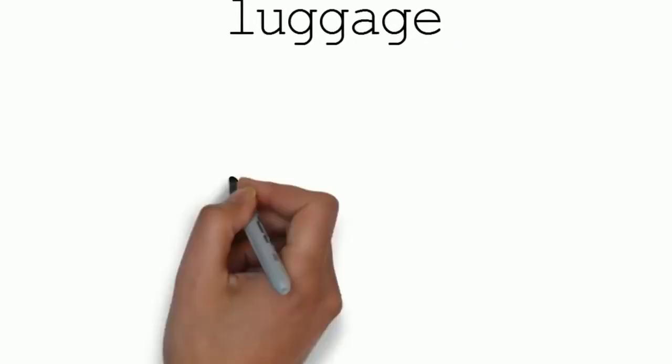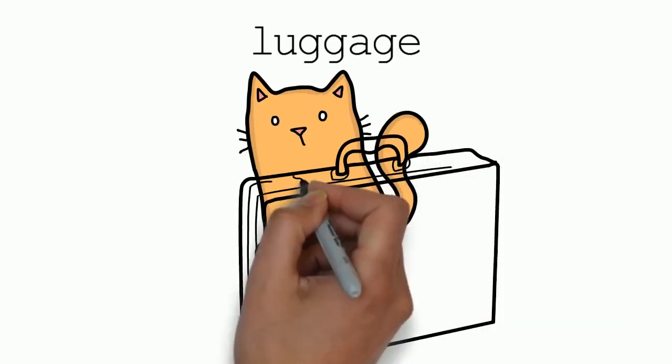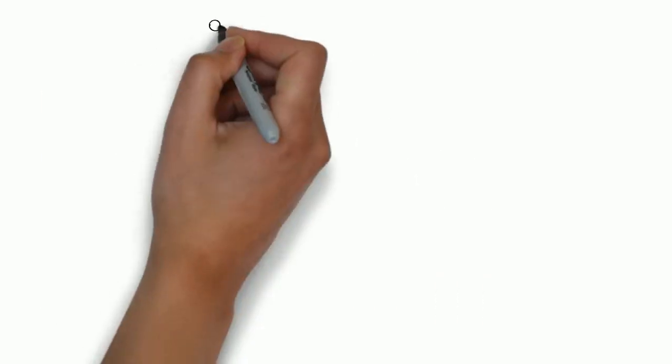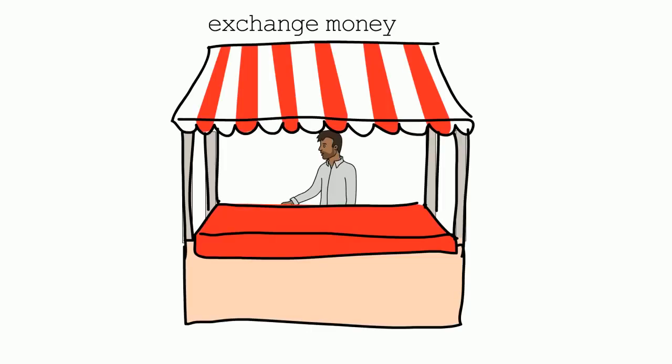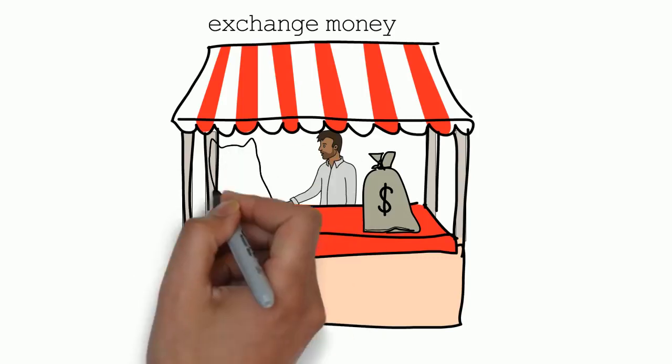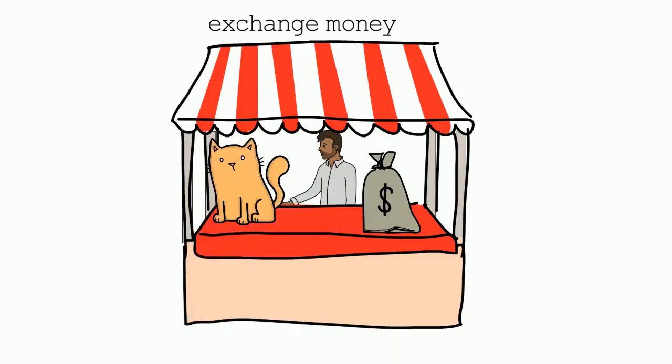Luggage. You'll need this if you want to go to America. Pack your bags, take your clothes. Exchange money. Also important. Maybe Mr. P only has pounds and he needs dollars, so he has to exchange his money so that he has money to pay with.